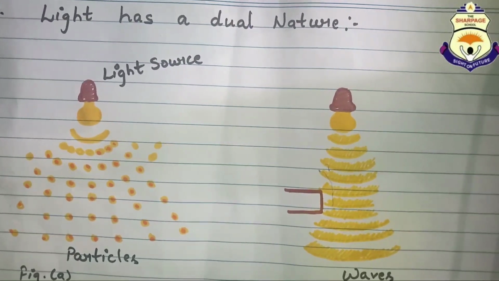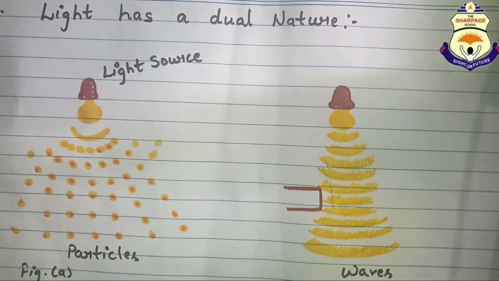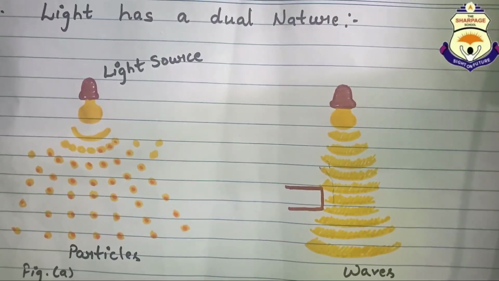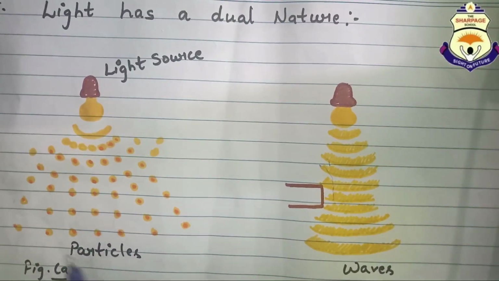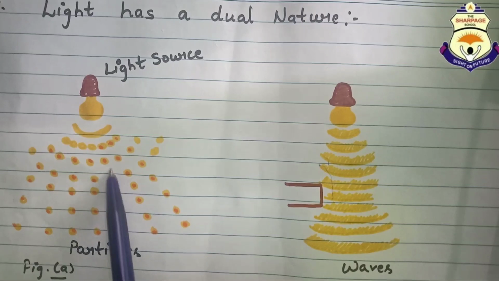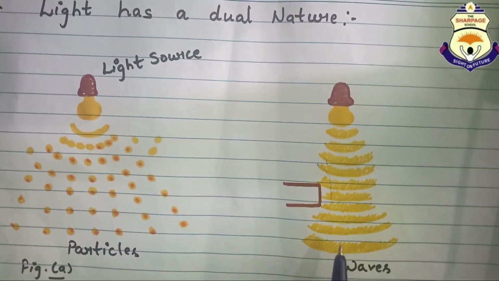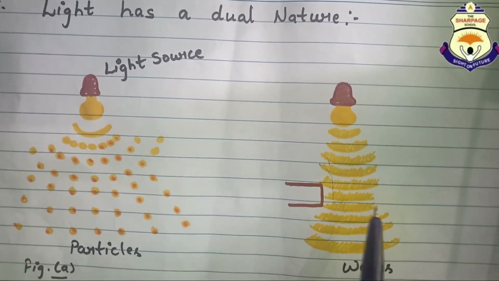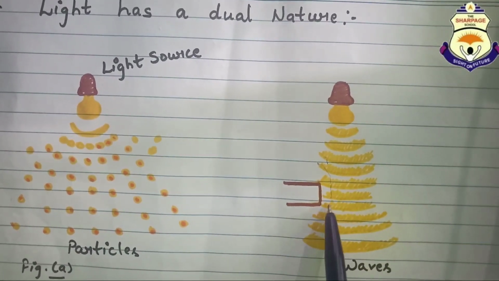Students, the fifth property of light is that light has a dual nature. As you can see in the diagram, sometimes it behaves like a particle, which explains how light travels in a straight line, and sometimes it behaves like a wave, which explains how light bends around an object.